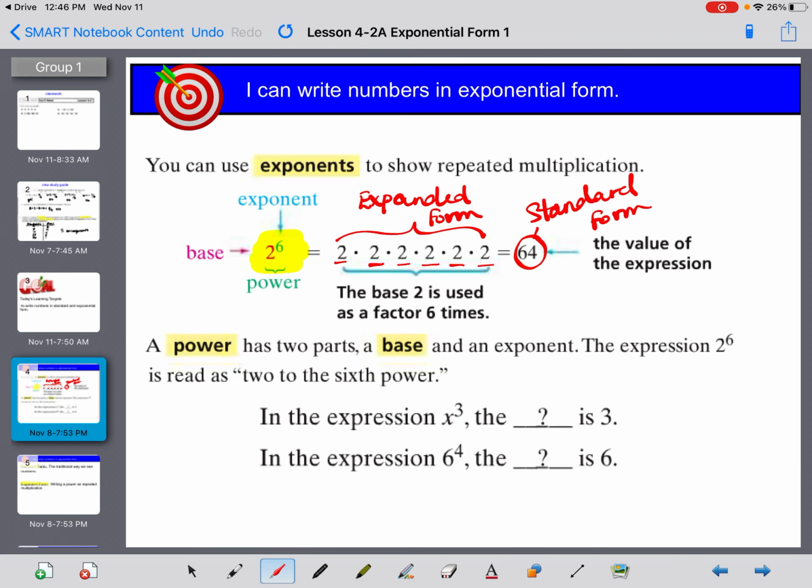So a power has 2 parts, a base and an exponent. The expression 2 to the 6th power is read 2 to the 6th power. So in the expression x to the 3rd power, the blank is 3. So what is this 3? I'll give you a hint. It's either the base or the exponent. Hopefully you see that that is the exponent. In the expression 6 to the 4th power, blank is the 6. The base is the 6.